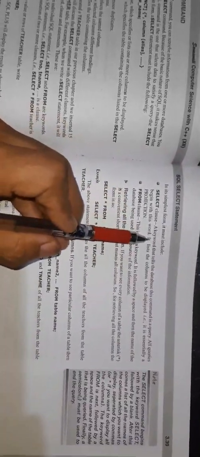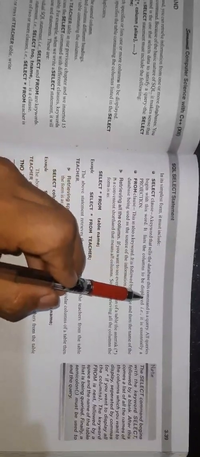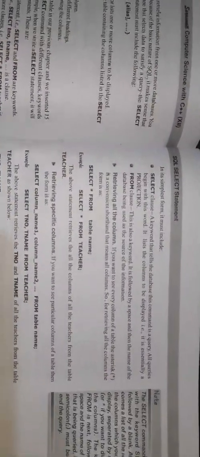Using the select keyword, we can do a lot of things. But what is the select keyword? The select clause is the keyword that tells the database this command is a query. All queries begin with this word. The select lists the columns to be displayed. That is, it is essentially a projection. It processes a query, it sends a query to the database, a request that I want this information, and in turn the database will send it back, will reply back.